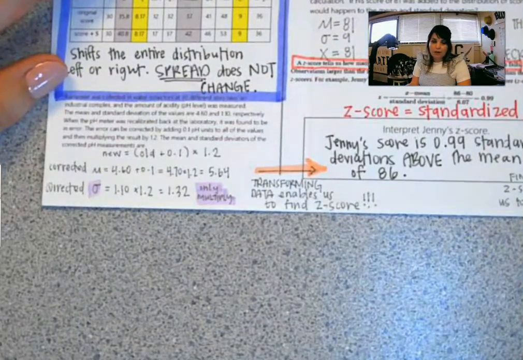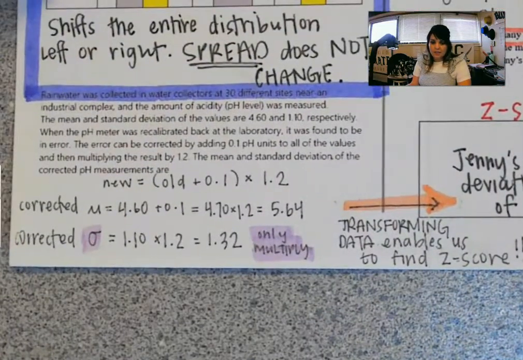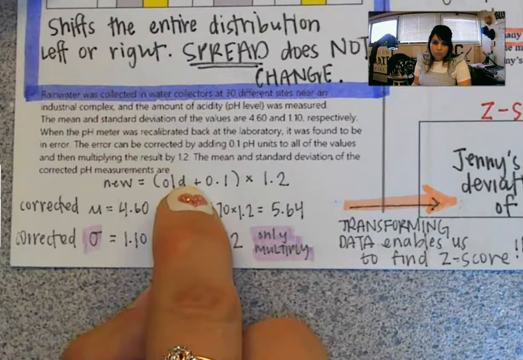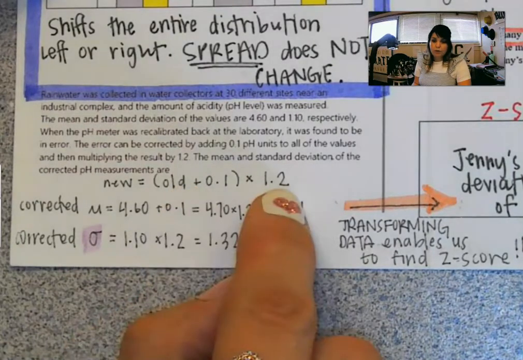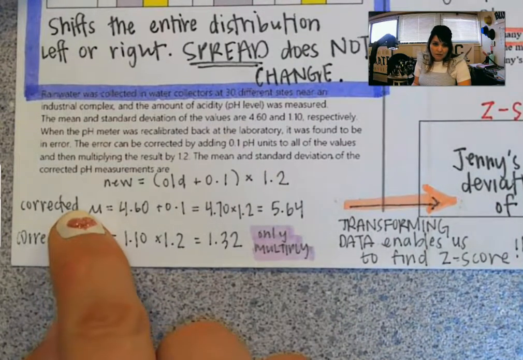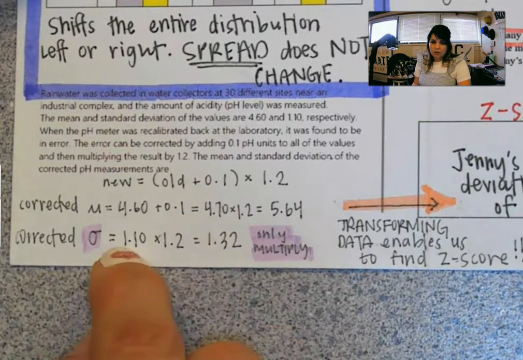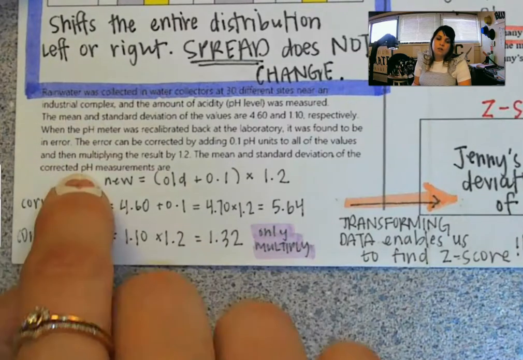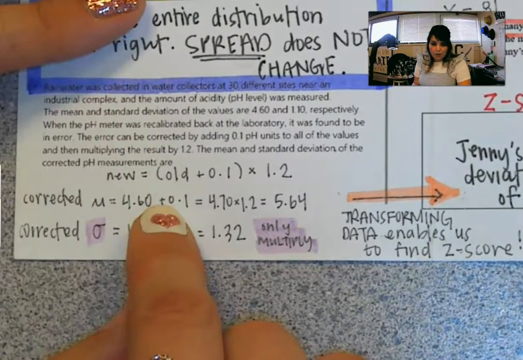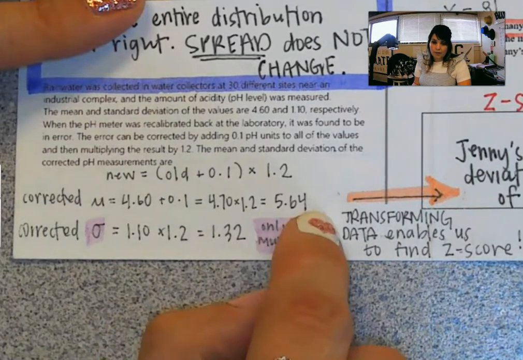This problem at the very bottom is a perfect illustration of this. They're telling you you're going to transform a data set, and what you're going to do is add 0.1 to the old pH level, and then multiply all that by 1.2. So when we correct the mu, we do everything. We add on the 0.1, and then we multiply by the 1.2, and we get 5.64.